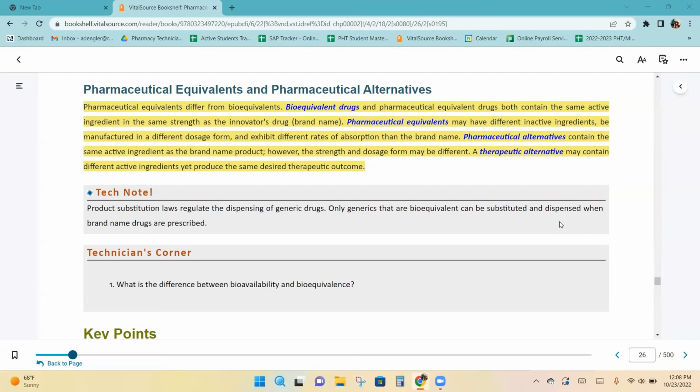Pharmaceutical alternatives contain the same active ingredient as the brand name product. However, the strength and dosage form may be different. A therapeutic alternative may produce the same desired therapeutic outcome but have different active ingredients.